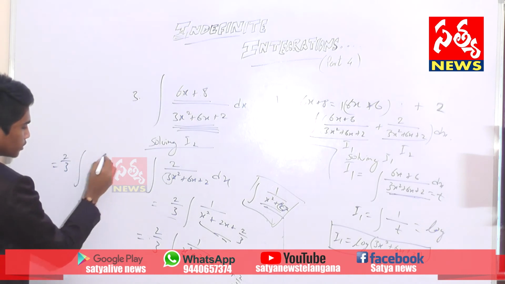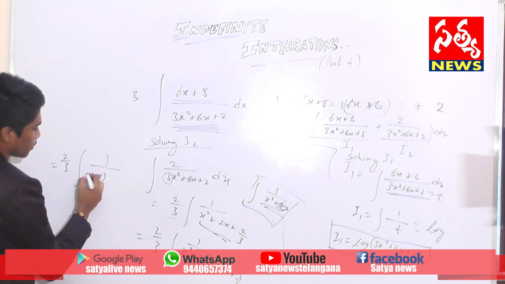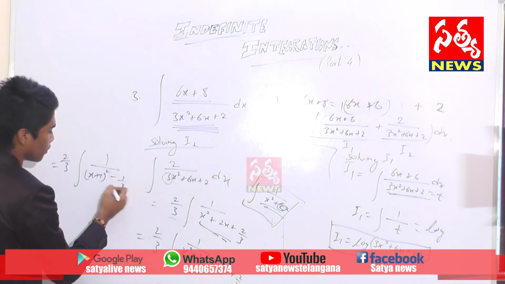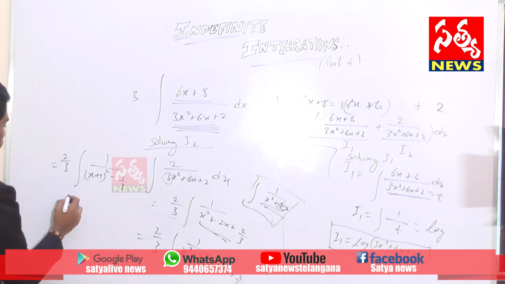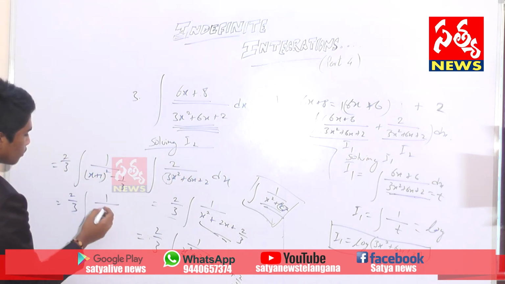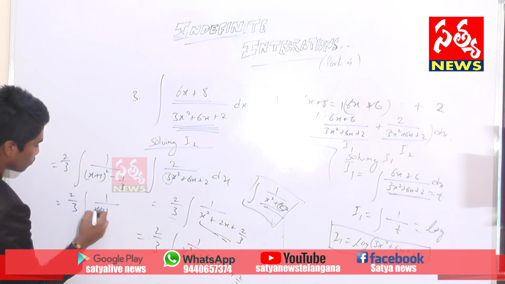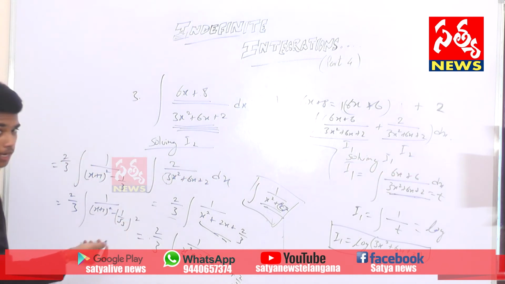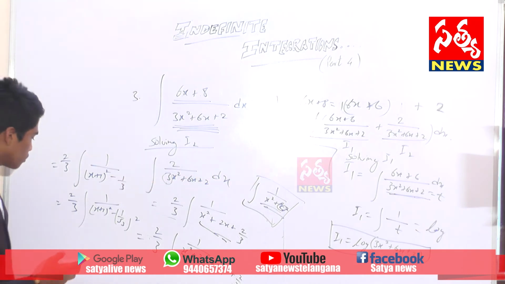2 by 3 of integration 1 by x plus 1 whole square minus 1 plus 2 by 3, it becomes minus 1 by 3, and 2 by 3 of integration 1 by x plus 1 whole square minus 1 by root 3 whole square. Can you write like this? Obvious, right?